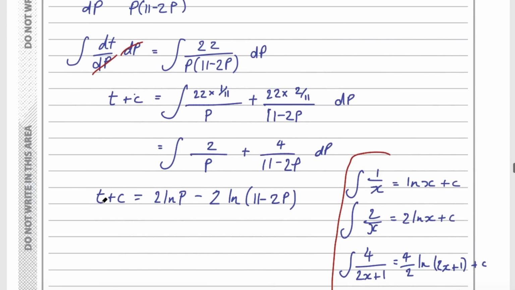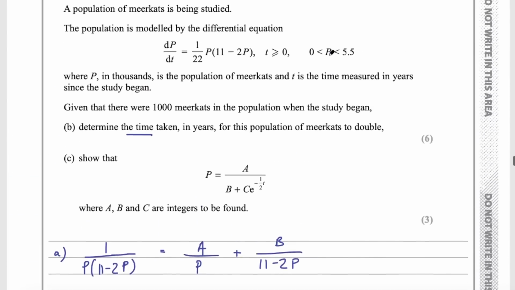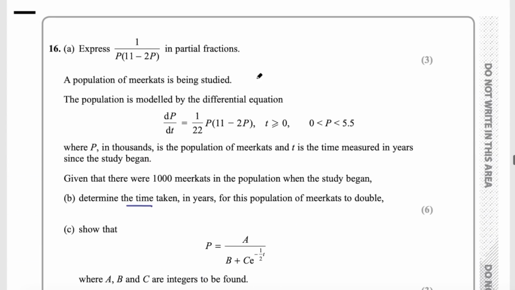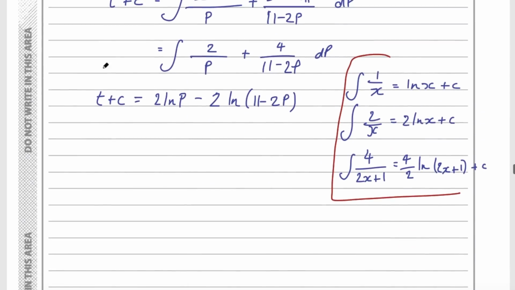We're almost finished. We still need to find this constant here, and we need to go back to the question now because it gives us a little bit of information to help us find that constant. So it says, given that there were 1,000 meerkats in the population, so 1,000 meerkats, that was p in thousands, so therefore p equals 1. And it says when the study began, so that's when t equals 0. So we know that when t equals 0, p equals 1. So we can substitute those values into this equation to find that constant. So when p equals 1, t equals 0. So let's go ahead and substitute those in.